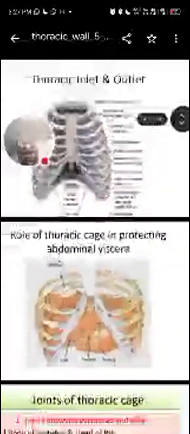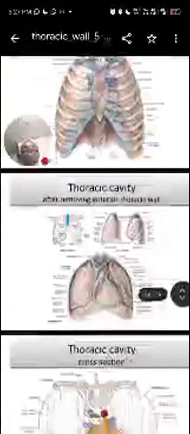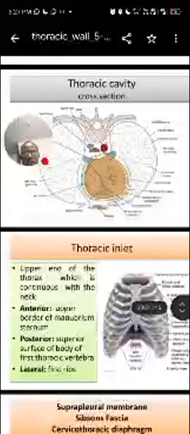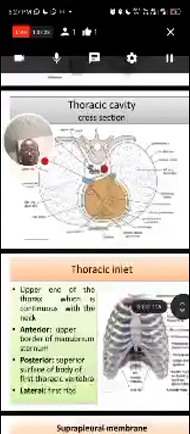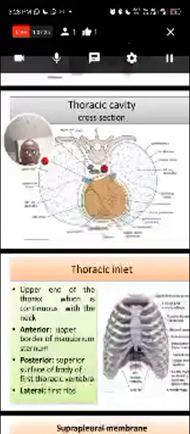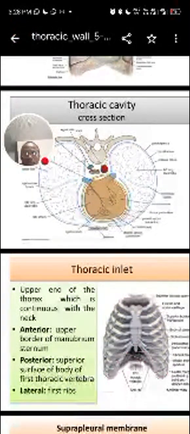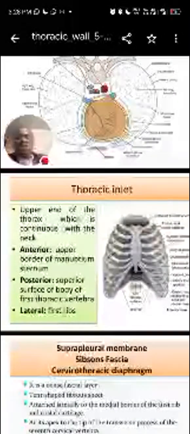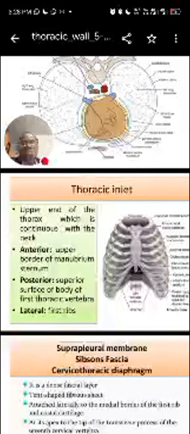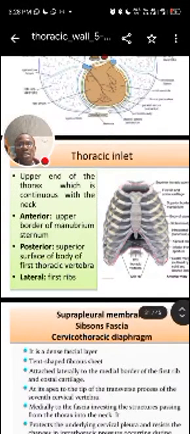The next thing we are going to find is the thoracic inlet. That's the upper end of the thorax, which is continuous with the neck. That's not the structure, because usually the question is right on the structures that pass through the superior thoracic aperture, inferior thoracic, or list the structures. So now we are seeing it.